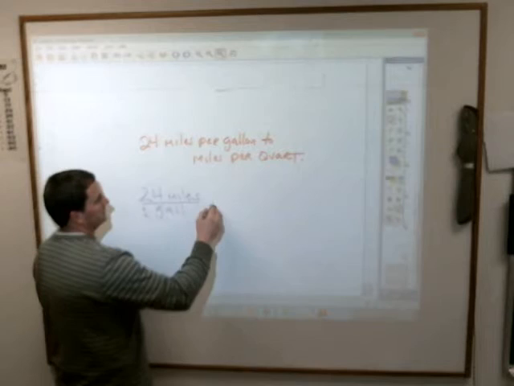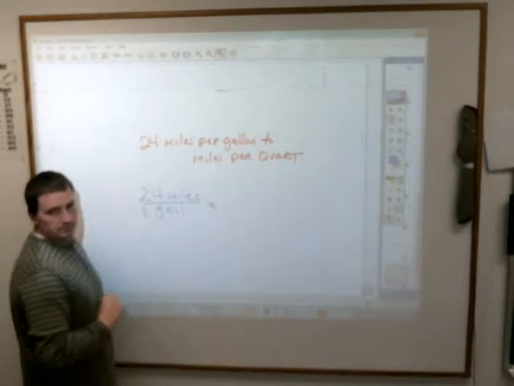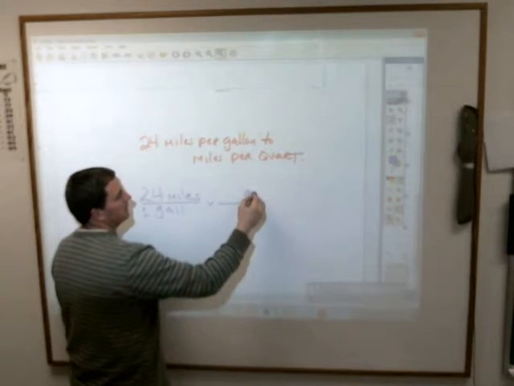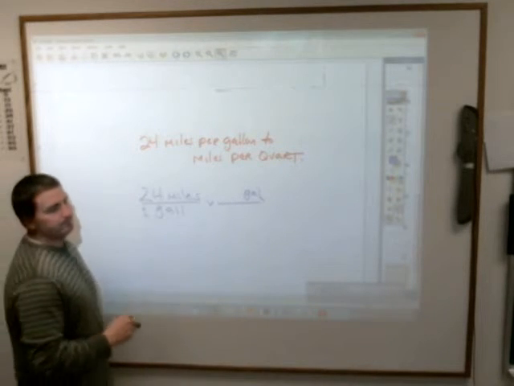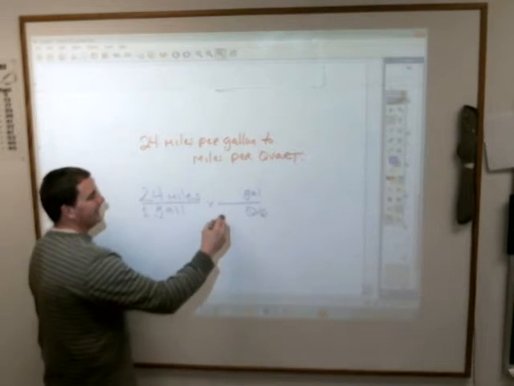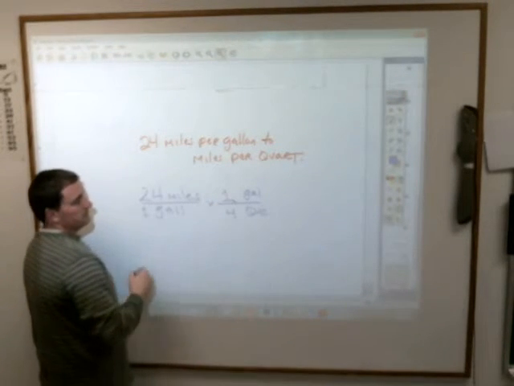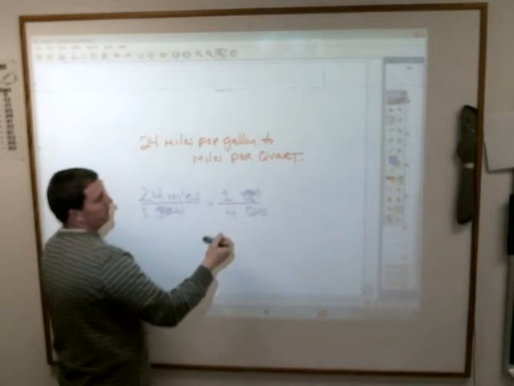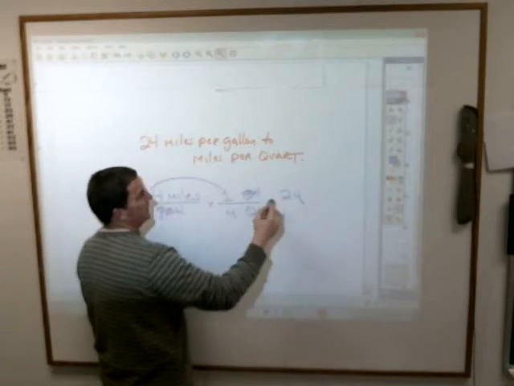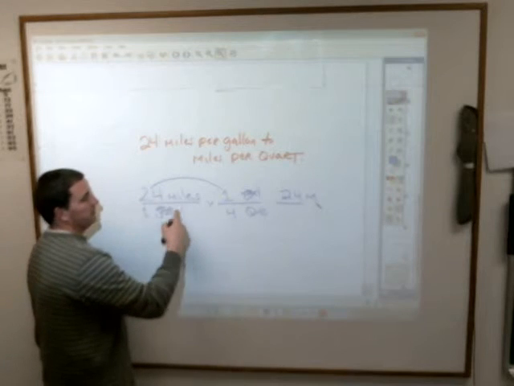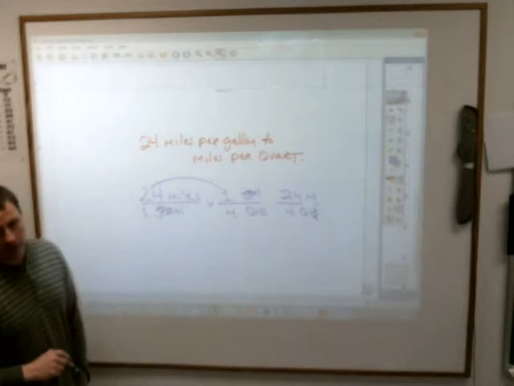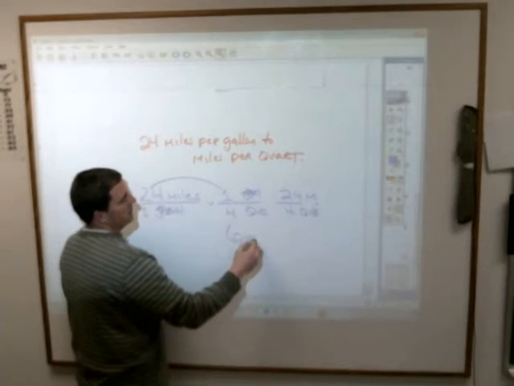What do you want to cross off? Gallons, right? So it has to go on top. What has to go on the bottom? Quarts. There are 4 quarts in a gallon. Gallons do cross off, but here's where you have to be careful. Multiplying the two top numbers together, you get 24 times 1 miles over 1 times 4, 4 quarts. 24 over 4 is 6 miles.